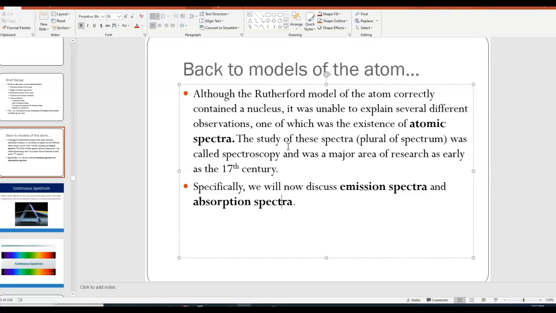There are 2 main ones we're going to talk about, and the first one relates to not being able to explain this known phenomenon of atomic spectrum. So, what are atomic spectra?